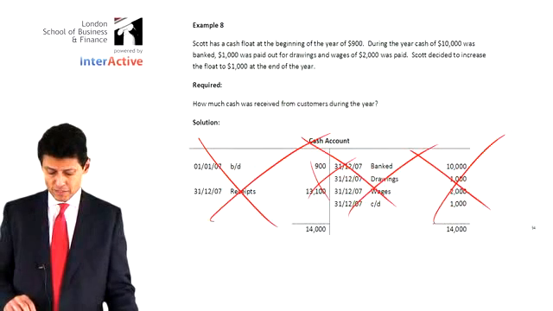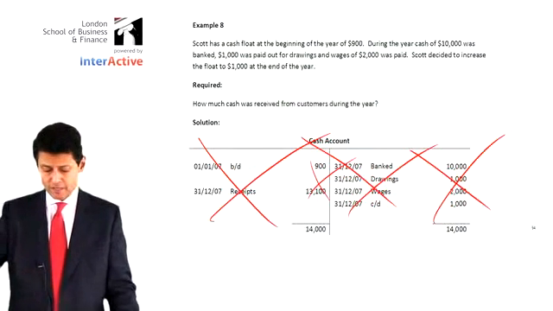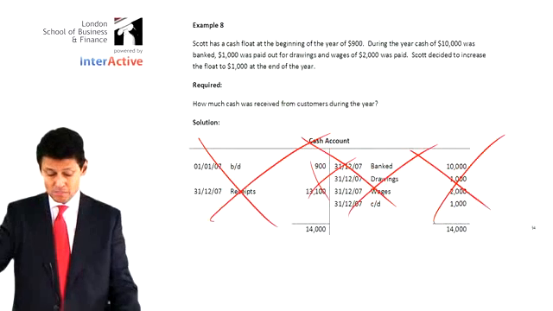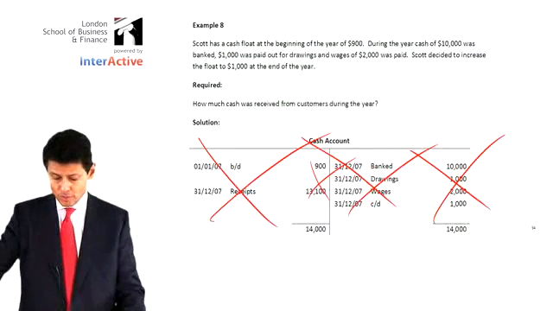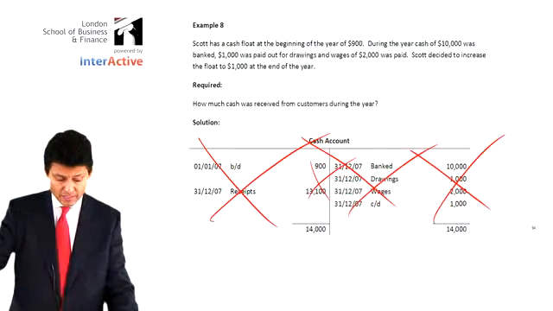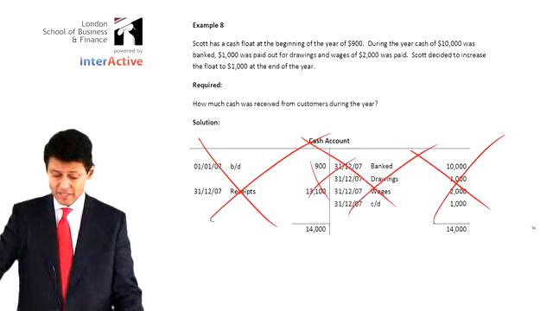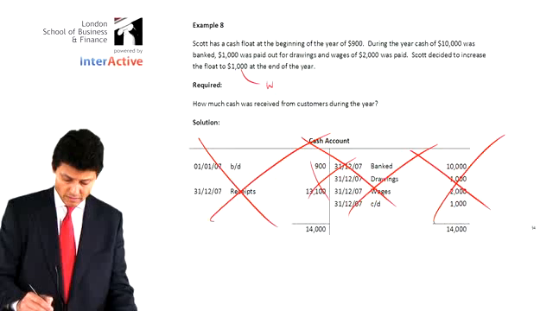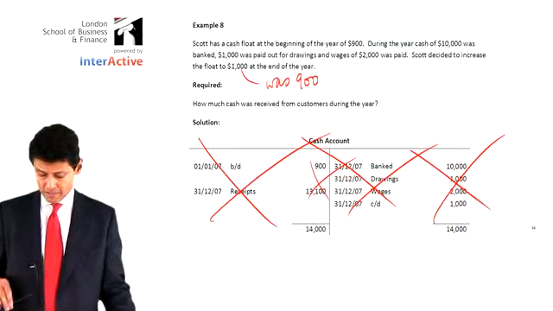Scott has a cash flow, so you're Scott, at the beginning of the year of 900. During the year, cash of 10,000 was banked, 1,000 was paid out for drawings, and wages of 2,000 were paid. Scott decided to increase the flow to 1,000 at the end of the year. So the opening balance was 900, but at the end of the year it was 1,000.